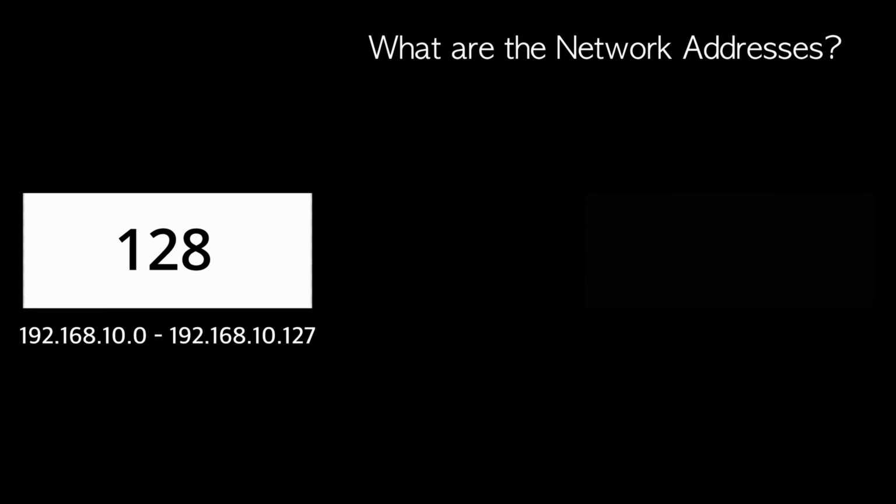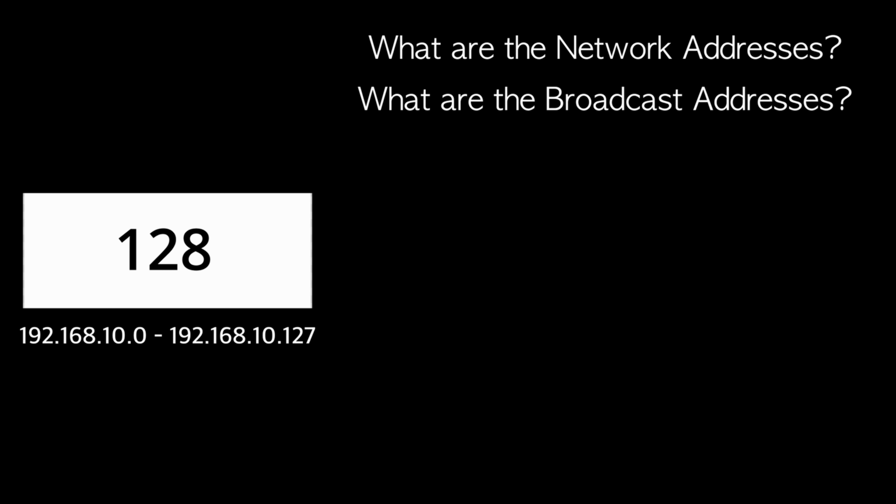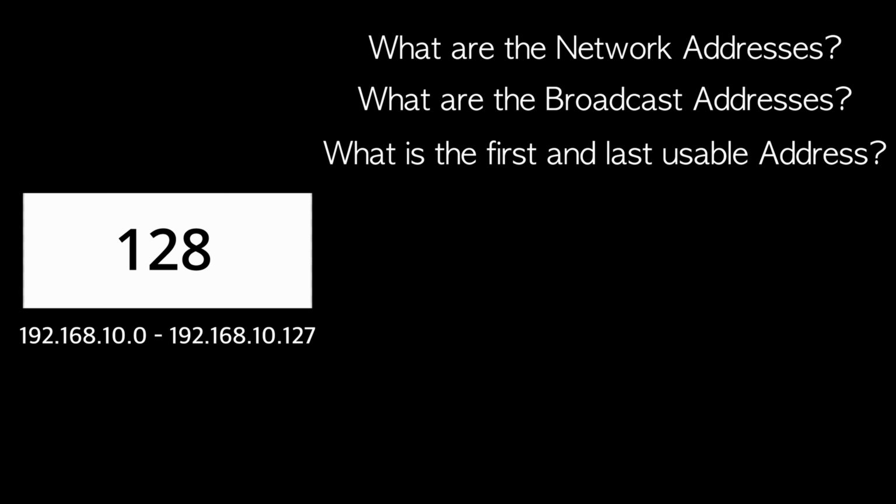We now have 4 important questions to answer. What are the network addresses? Network addresses are used to identify the hosts that are part of a network. What are the broadcast addresses? This is the address that is used to transmit to all devices on the network. What is the first and last usable host address? Like I said, when you connect your phone to the network and you look at the IP settings, we get something like 192.168.10.x.